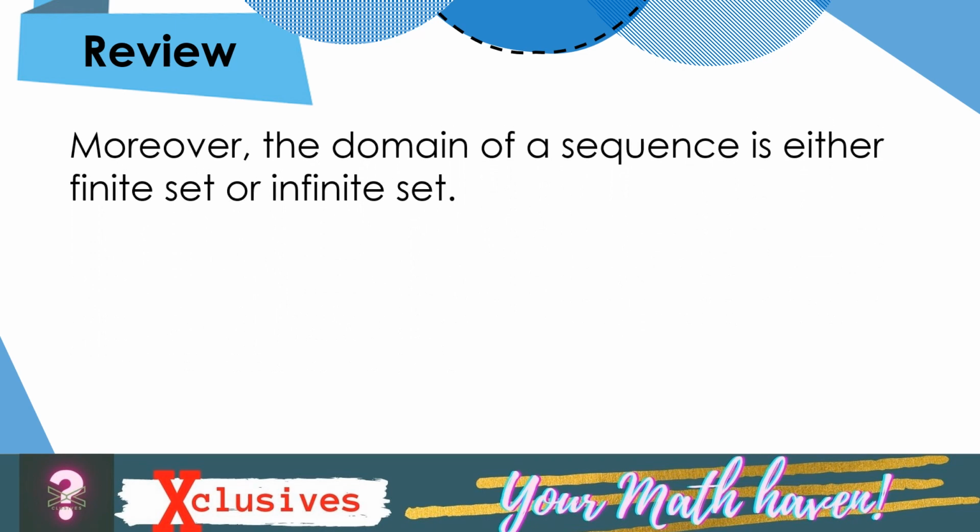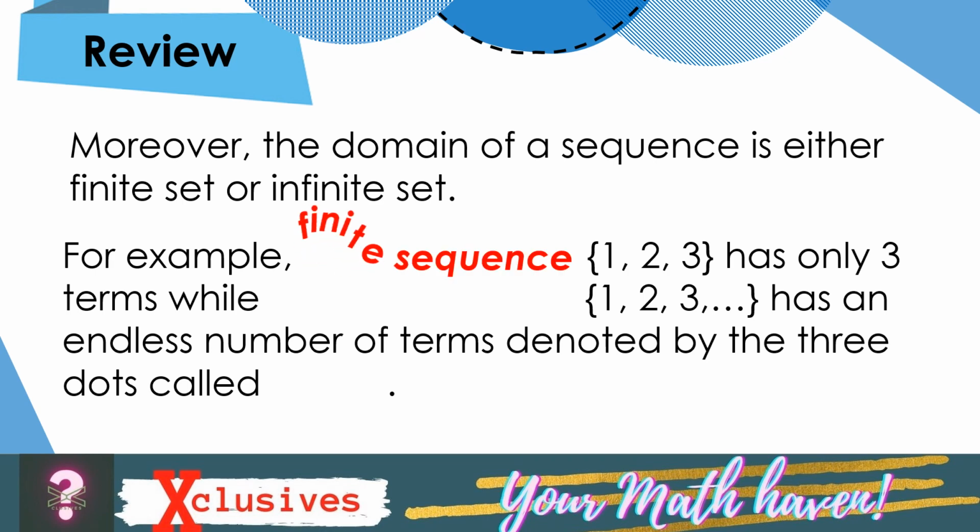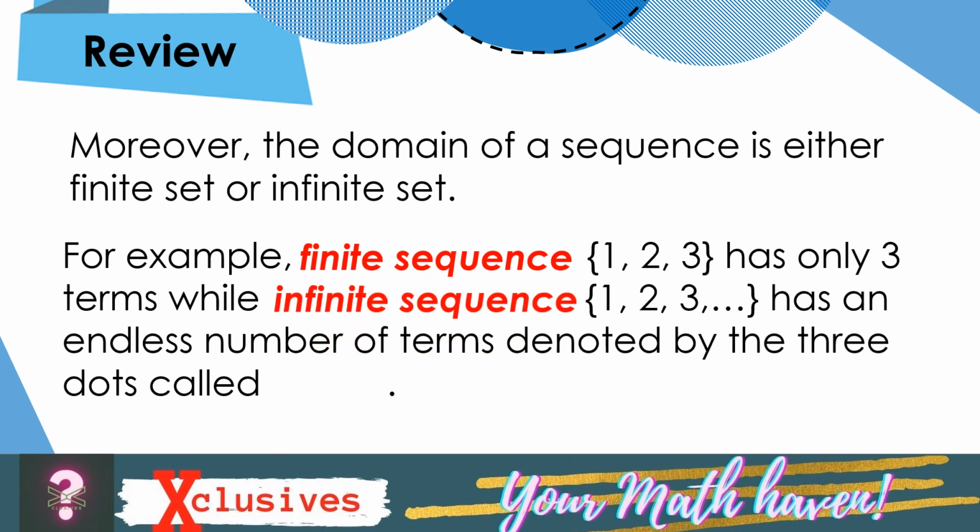Moreover, the domain of a sequence is either a finite set or an infinite set. For example, a finite sequence 1, 2, 3 has only 3 terms, while an infinite sequence 1, 2, 3 has an endless number of terms, denoted by the 3 dots, called ellipses.